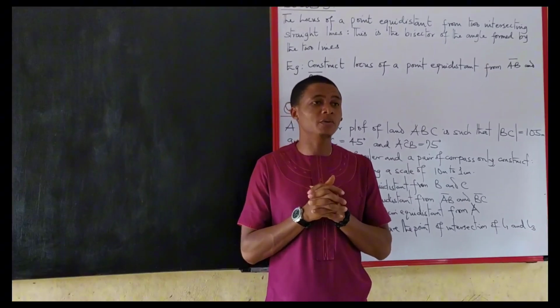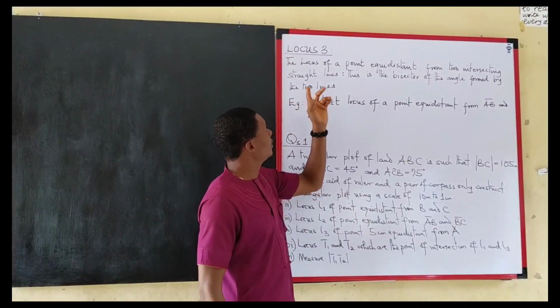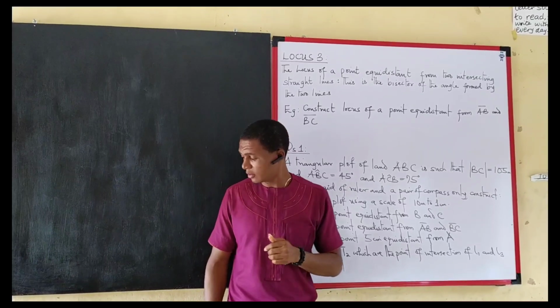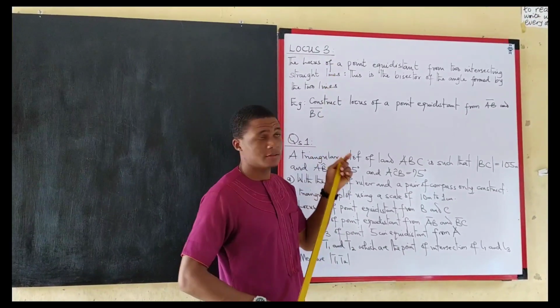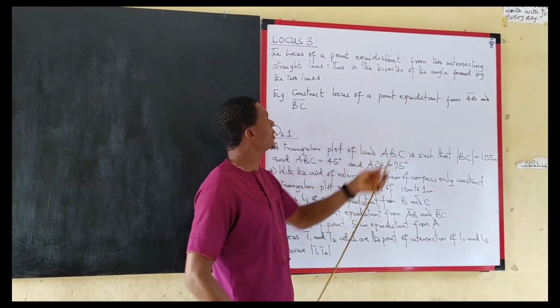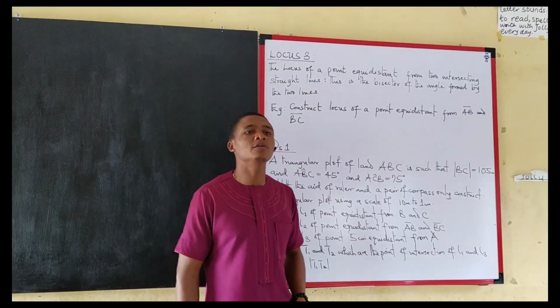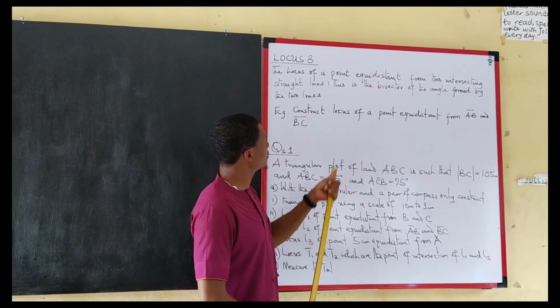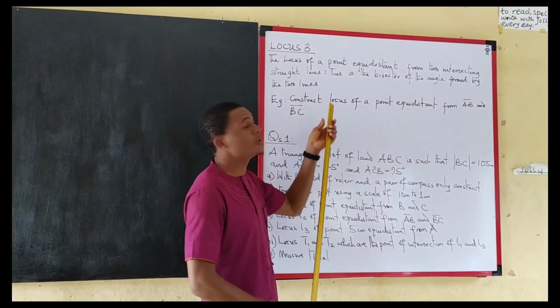Let's continue from where we stopped in our last class. I stopped at locus 3. Locus 3 says the locus of a point equidistant from two intersecting straight lines. Now what does it mean? It simply means this is the bisector of the angle formed by the two lines.